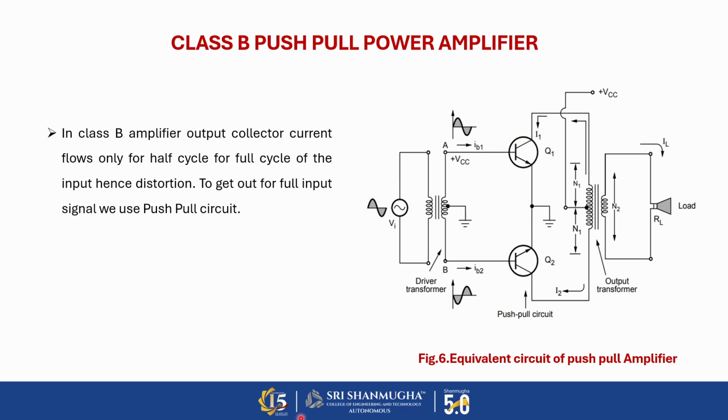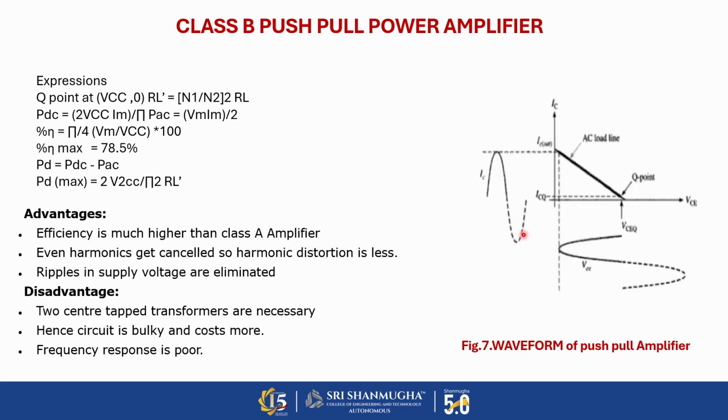The waveform is given in the next slide for the class B push-pull amplifier, and by using these expressions we calculate the power values and then the efficiency of the class B amplifier. The efficiency of the class B push-pull amplifier is around 78.5%. The advantage of the class B amplifier is that its efficiency is much higher than the class A amplifier. We are using two transistor stages, so the circuit is bulky and costly, and it produces a very poor frequency response. This is the main drawback of the class B push-pull amplifier.